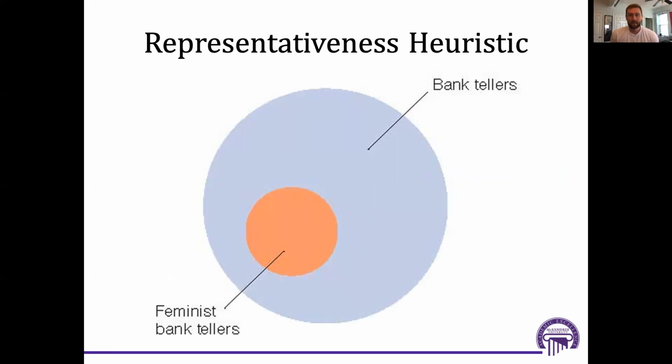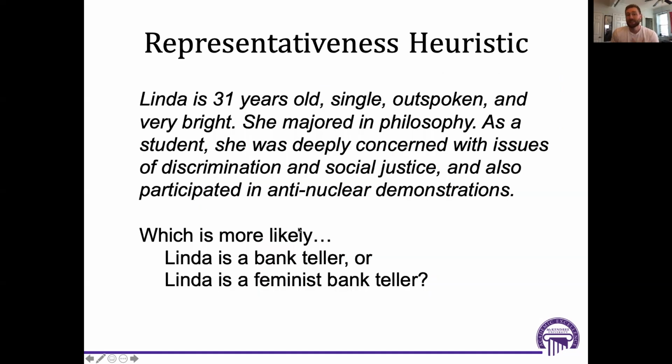We understand that it's unlikely that all of them are feminist, although it is possible. But one thing that we do know is that the number of feminist bank tellers cannot outnumber the number of bank tellers, right? So this is this larger parent group here. So basically what can be said is that only a subset of the bank tellers are actually feminist. And so again, going back to that alternative, which is more likely, it's more likely that Linda is a bank teller as opposed to a feminist bank teller.